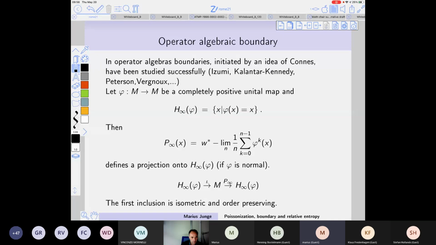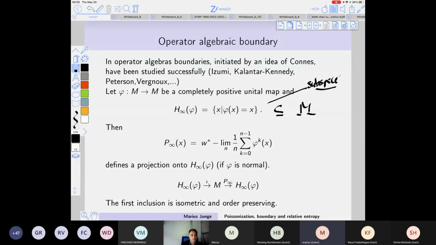The idea is to start with a unital completely positive map on a von Neumann algebra, and then look at the fixed point algebra of that map. This fixed point algebra is a subspace of the algebra, but not a subalgebra. Like our harmonic functions before, they are a subspace of all bounded operators, but they're not everything, and a priori they're not closed under products. So it is important that this is a subspace, not a subalgebra. That's the feature of these objects.